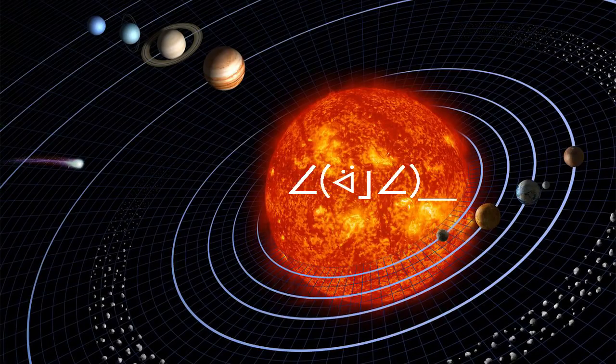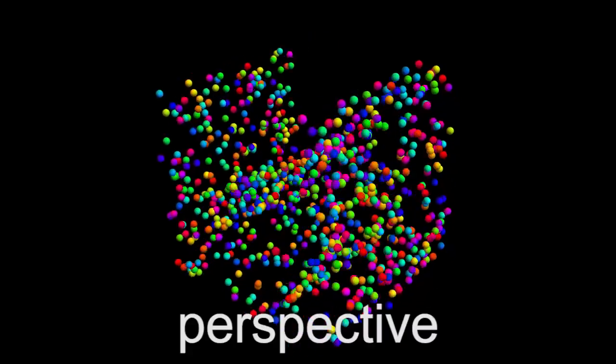I'm sure every single time you've seen a picture of the solar system, the sun is always dead center and all of the planets are orbiting around it.